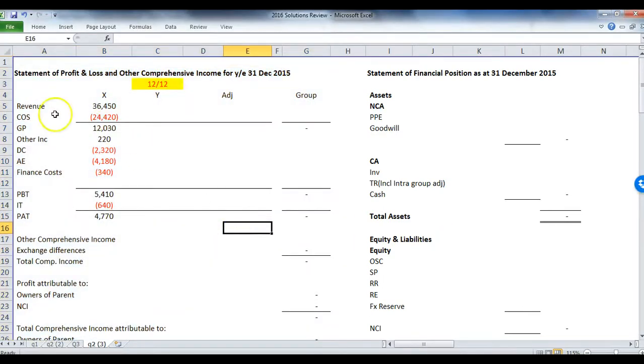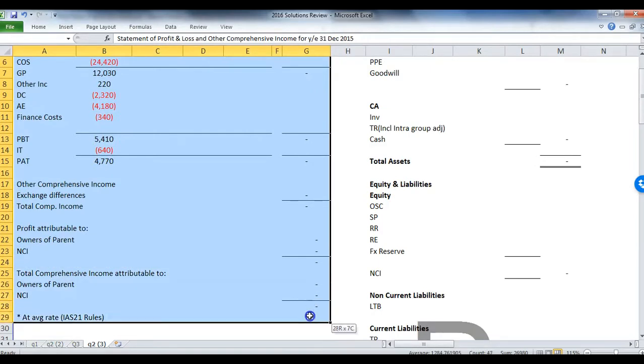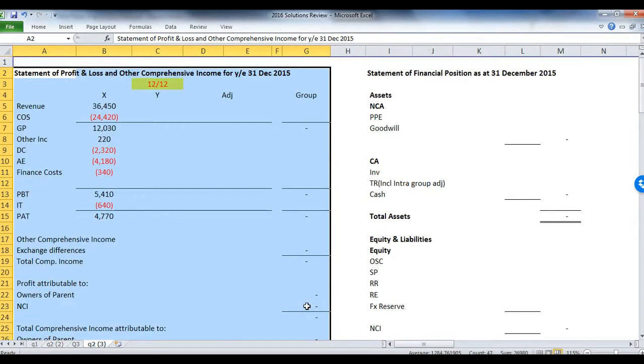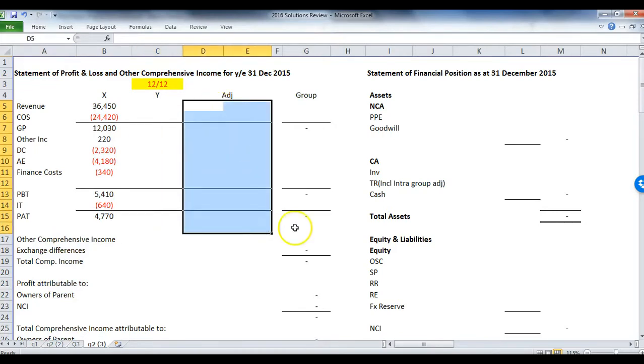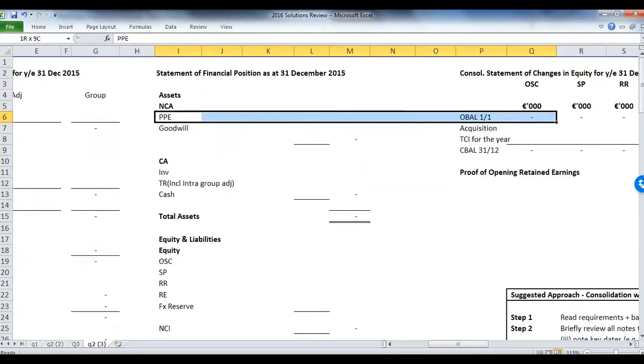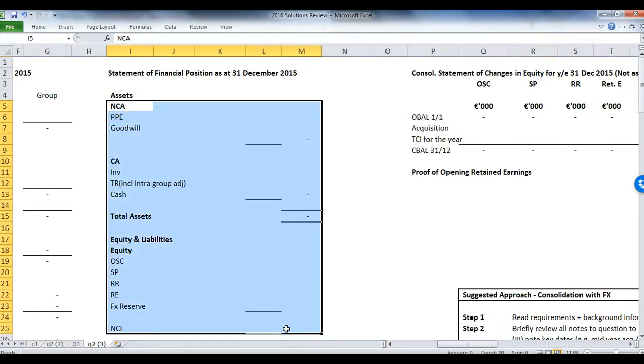And that's where I then set up my question. I set up my SPLOCI, even if it's just a placeholder for one page. Leave a few lines just in case you need to do anything. And I know my parent is going to be in there in full, so I leave it at that. I'll come back to then the sub and any adjustments. Similarly, statement of financial position. I know there's going to be a number of different lines, so I might put in some of the main subheadings and leave some blank lines that you can fill in as you go along.